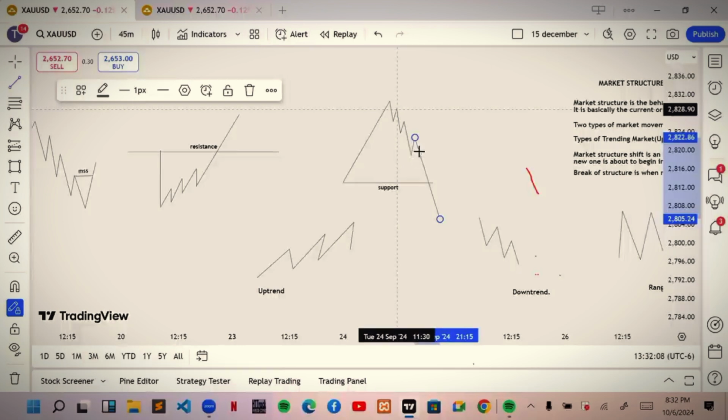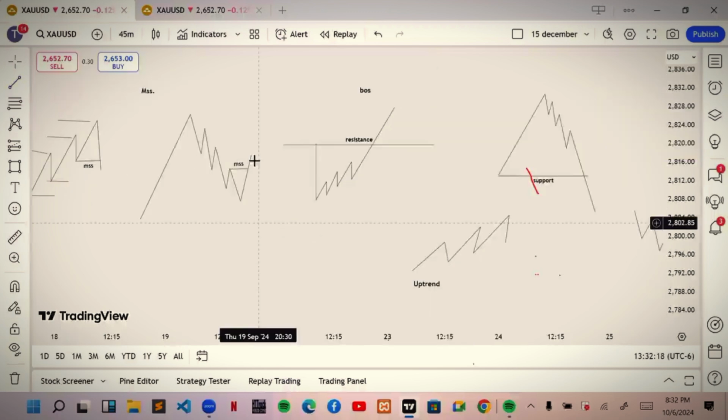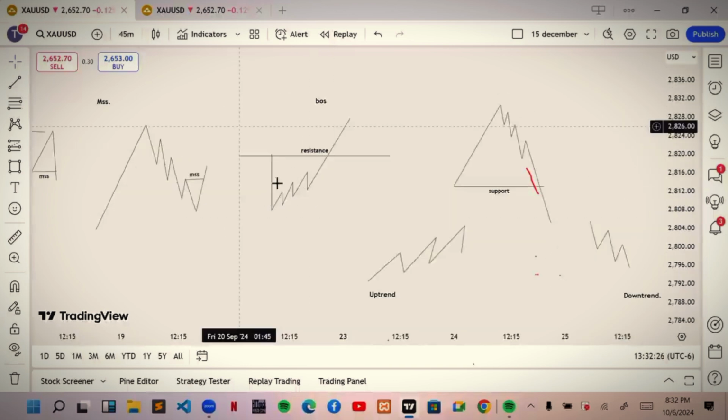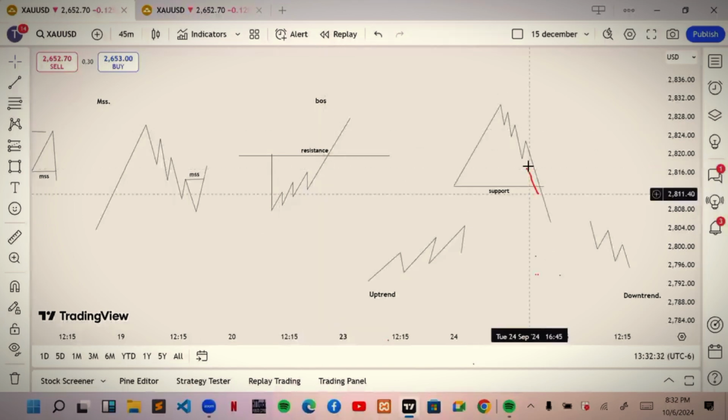If this was to be a market structure shift, the market should actually break structure and then change direction to the upside. That is the difference between a break of structure and the market structure shift. Pay attention. This is a market structure shift. Previously on an uptrend, change direction to the downside. Previously on a downtrend, change direction to the upside. But for break of structure, previously on an uptrend, still broke structure on the upside. Previously on a downtrend, still broke structure to the downside. That is the difference between break of structure and market structure shift.